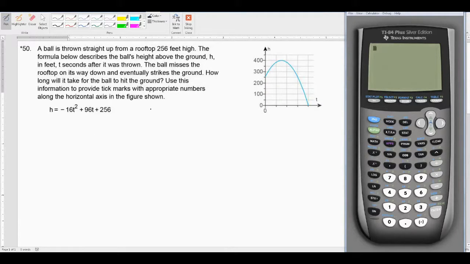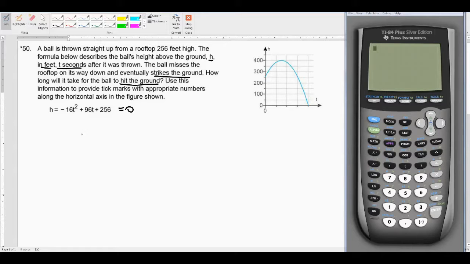On this example, you have a bunch of information. T is seconds and h is feet, that's the height. It eventually strikes the ground. How long will it take for the ball to hit the ground? Well, when something hits the ground, its height is what? Well, the height at ground level is 0. So we're solving this equation equal to 0, and this is a quadratic equation.